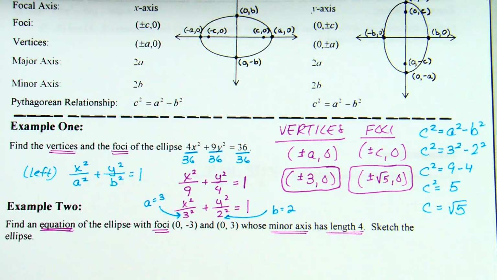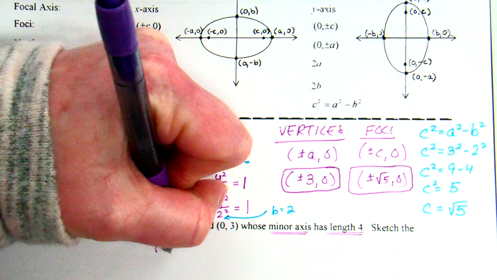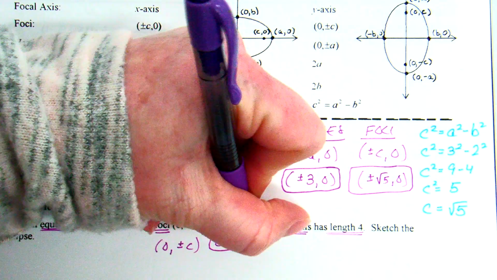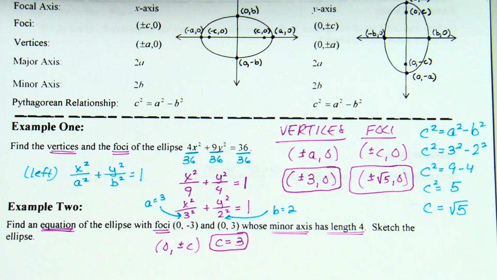So, which ones are these? Yeah. This is 0, plus or minus C. And so that means C is 3. Besides telling me that C is 3, because that's what foci tells me, it also tells me, I heard someone say that this is a right column problem. So that means this ellipse is going to be vertical.